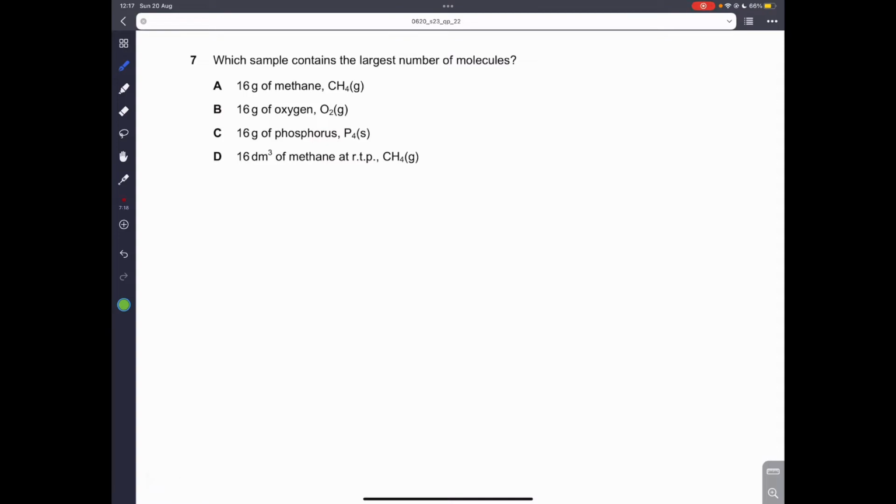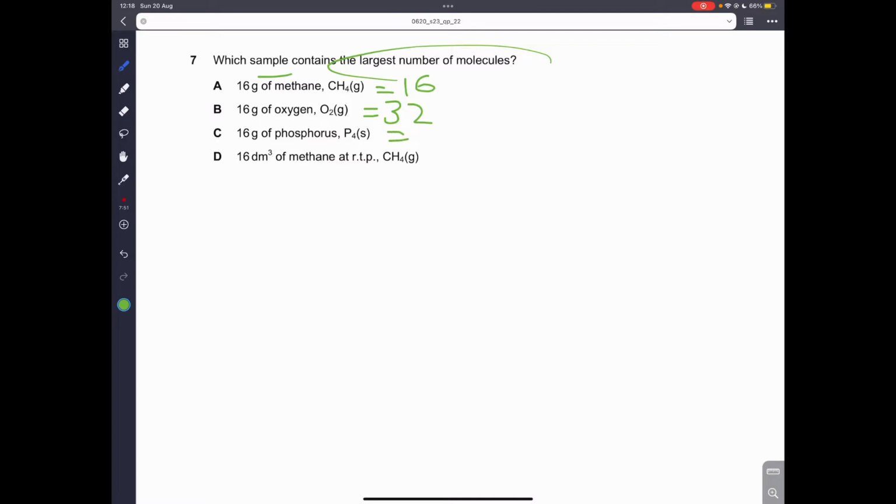Question number 7. Which sample contains the largest number of molecules? Okay, for this question as well, we have to work with the number of moles. So let's find the molar mass of CH4, which is 12 plus 4, 16 grams per mole. Oxygen is 32 grams per mole.